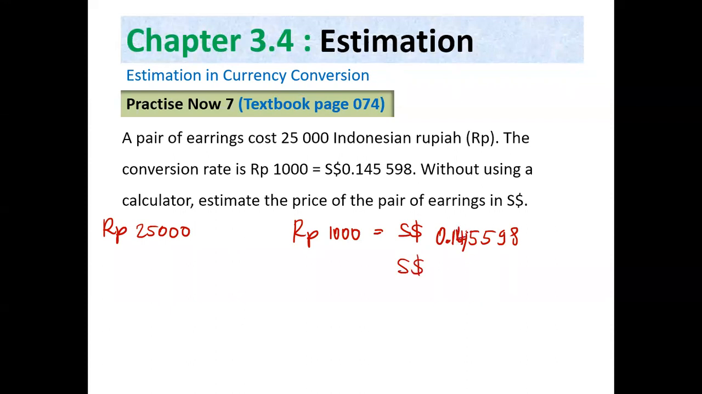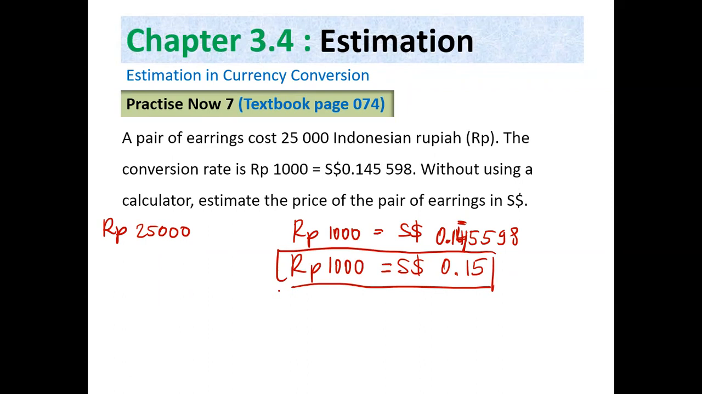I just want to round the number to become 0.15. Can I? Right, I just want to focus here. 0.15 is near to 1,000 rupiah, right? And then how about 25,000? Very simple. So in Singaporean dollar, the price will be 0.15 times 25. Whoa, why am I doing this so fast? Okay, I don't want to do this so fast. Let me go slower.